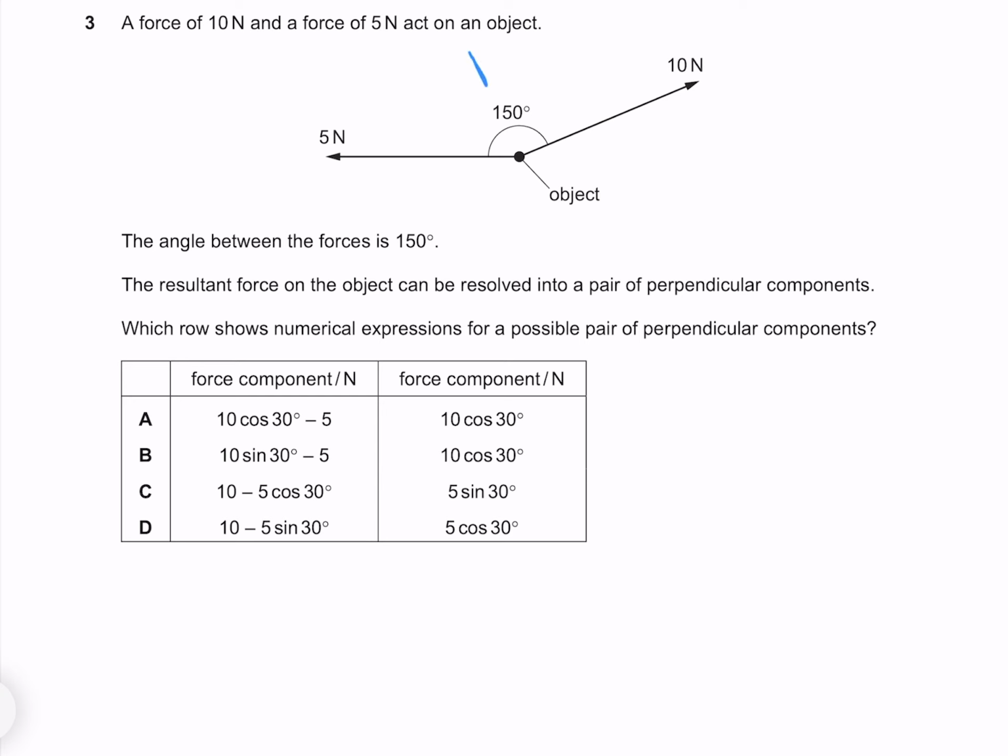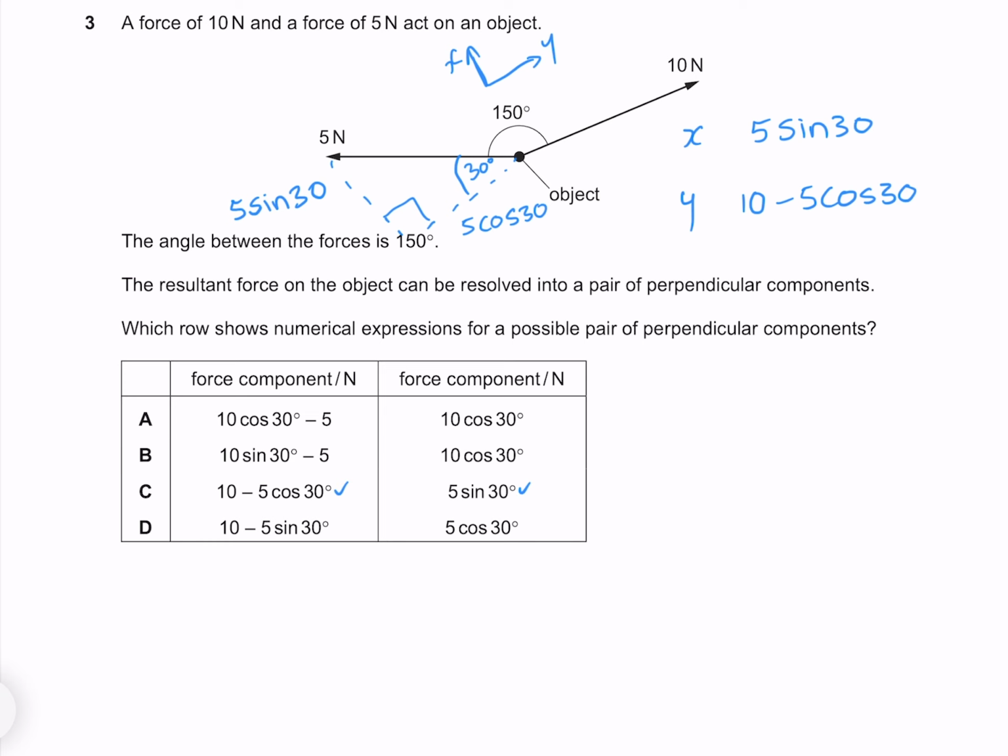If we consider our x-axis in this direction and our y in this direction here, we can separate our 5 newtons into an x and y component, knowing that this is a right-angled triangle, where our angle here is 30 degrees, because our 150 degrees plus whatever this angle is must add to 180. Using trigonometry, we can show that this side here must be 5 cosine 30, and this side must be 5 sine 30. Therefore, for our x component, our 10 newtons has no component in the x direction, so this is just 5 sine 30. For our y, however, this is going to be our 10 newtons minus our 5 cosine 30, which happens to be this answer here.